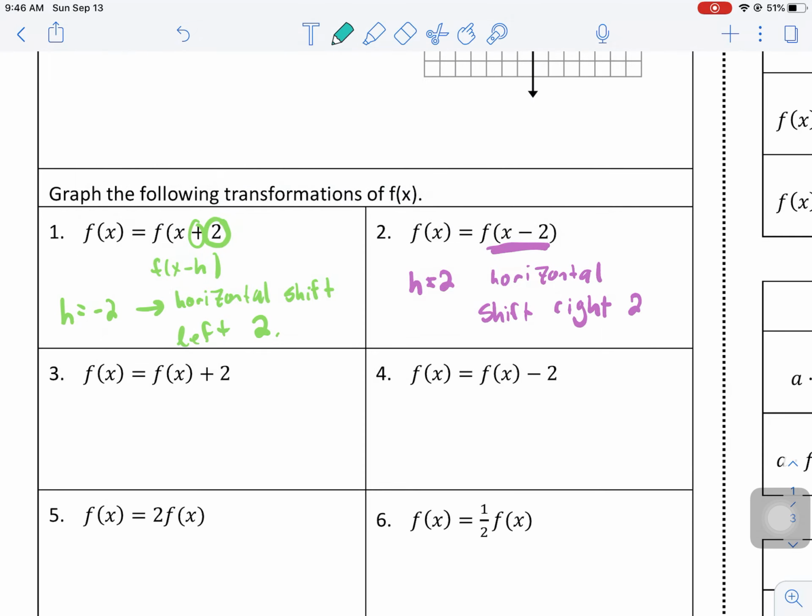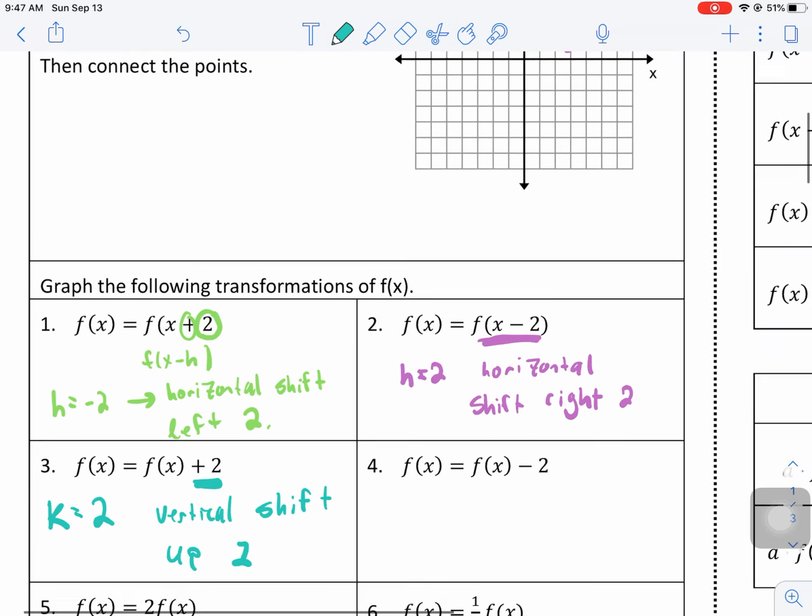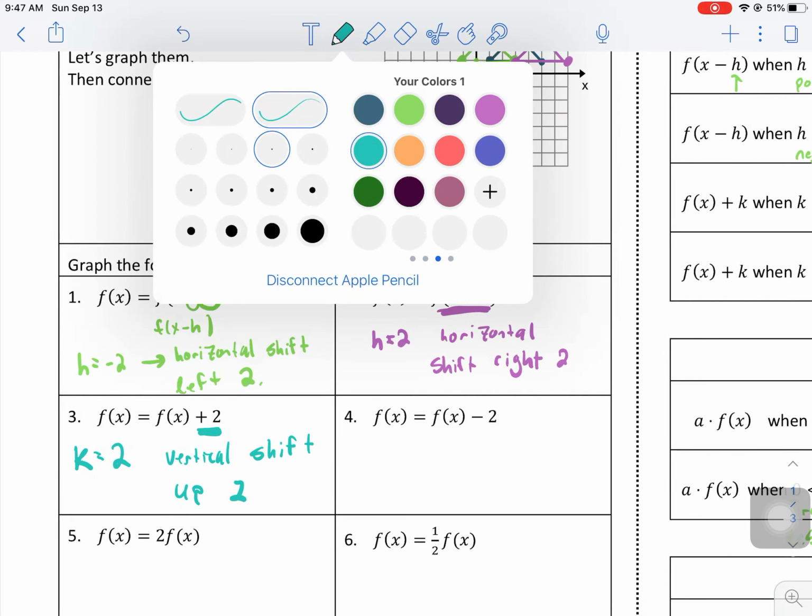All right, next one. Our next one, okay, now we're outside the parenthesis. Outside means vertical. Our vertical is our k, so this is k is positive 2, so that's a vertical shift up 2. Okay, so then we come here and we take all of our points, 1, 2 up, there's here, 1, 2 up, 1, 2 up. Okay, so now if we draw that, bam, that would be our vertical shift up 2.